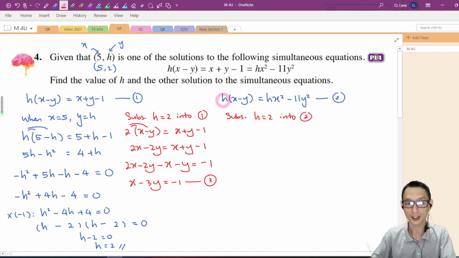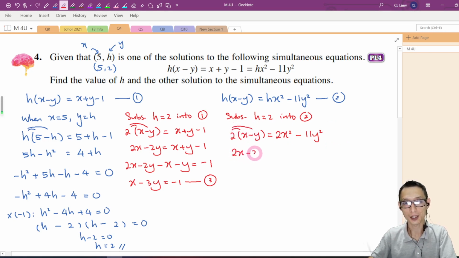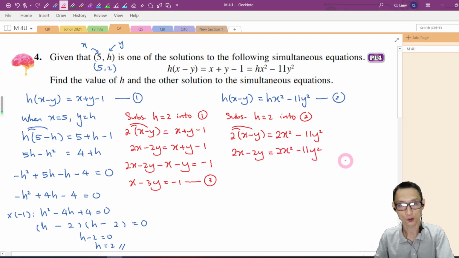This, I'm going to change it to 2. The rest, I will just copy, but when I see h, I change it to 2. So h will be equal to 2. Okay, so do some expansion over here. 2x minus 2y is equal to 2x squared minus 11y squared.